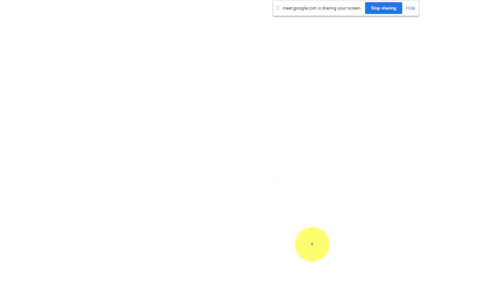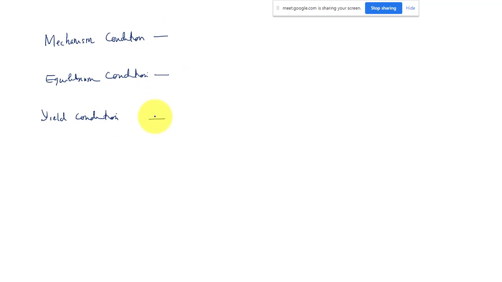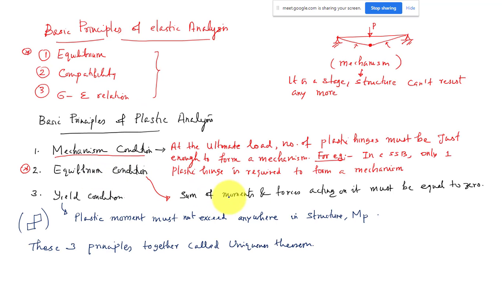So finally in our plastic analysis we have three conditions. The first one is mechanism condition, and second one is the equilibrium, and third one is your yield. And in a simple way, equilibrium condition means your forces and moment acting on the structure must be in equilibrium. If you take the internal and external moment sum, it will be zero.